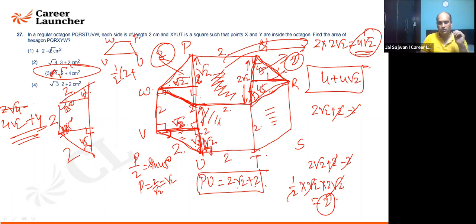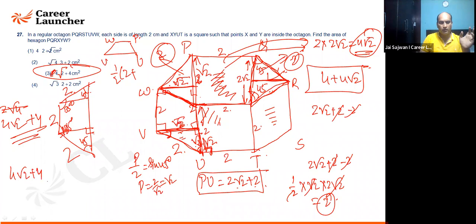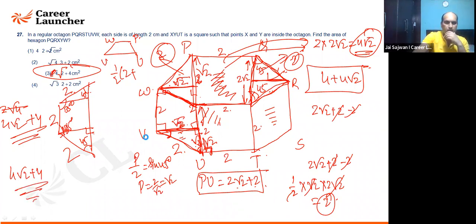Sorry, there is some distortion. If you look at your PDF, there is nothing wrong. It is 4 root 2 plus 4 would be given as one option. Thank you.